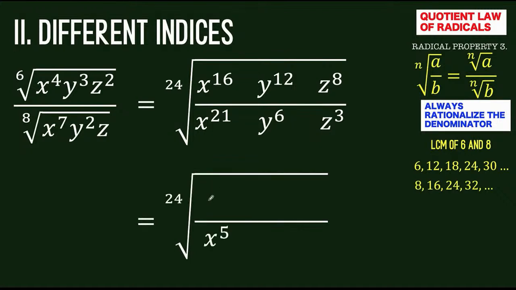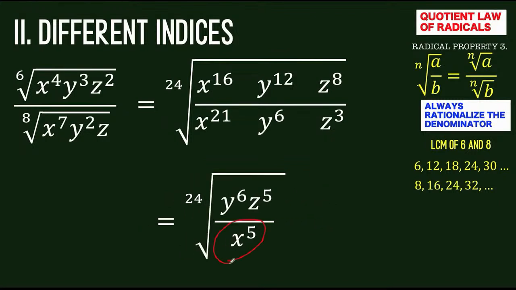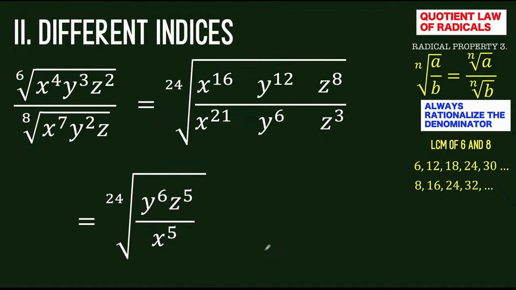We do not need to write the 1 because there are still other factors here. Y to the 12th divided by y to the 6th is y to the 6th. Z to the 8th divided by z to the 3rd is z to the 5th. Then write this concisely. There's still a problem here. We still have a denominator of x to the 5th, so we have to rationalize the denominator.